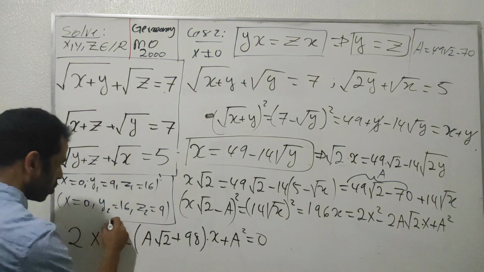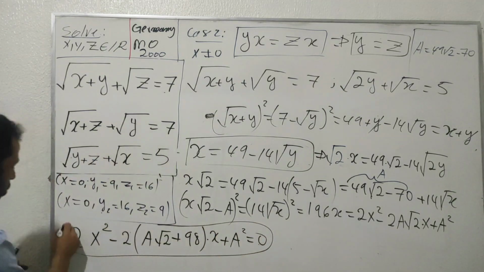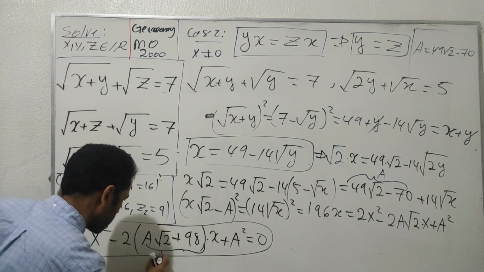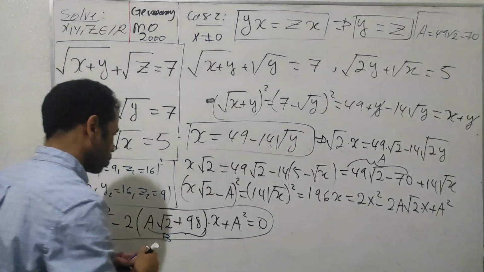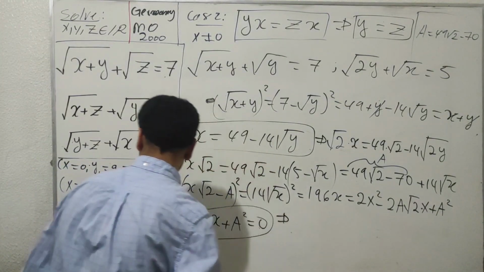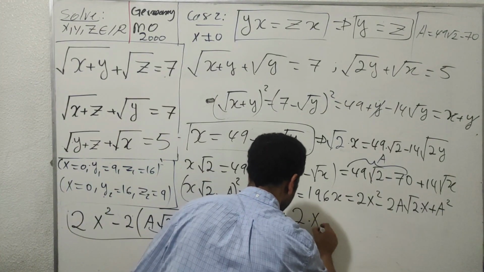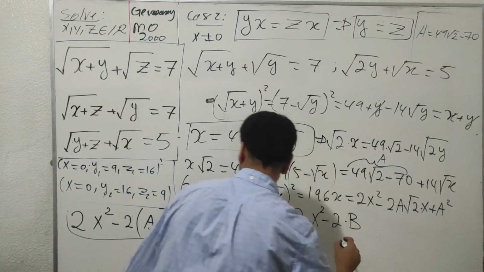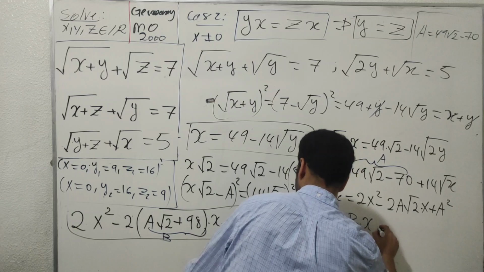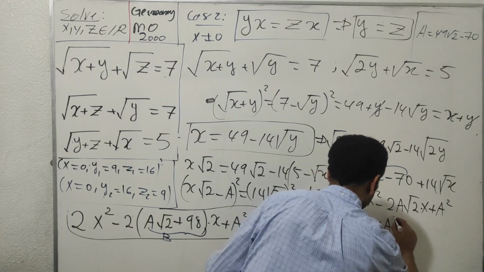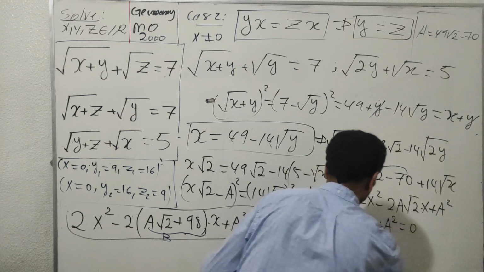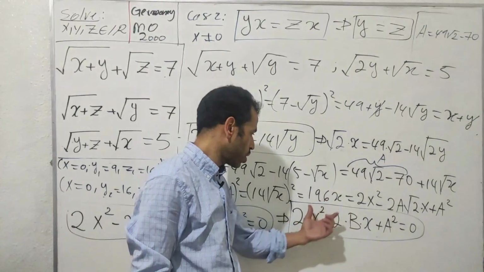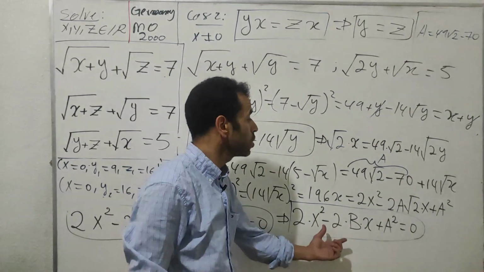Okay, so I have this nice form, a quadratic polynomial equation. Let's put this one as a capital B. Okay, so I will have a simplified equation. I get 2 is multiplied by x squared minus 2 times capital B is multiplied by x plus capital A squared, which equals 0. Okay, now we are simply going to solve this equation by calculating the delta of this one, the discriminant.